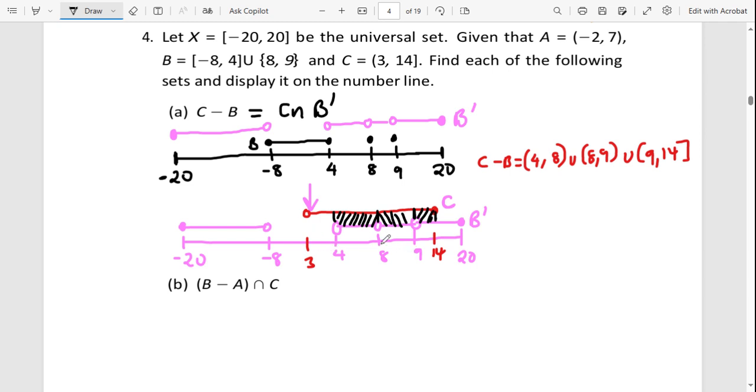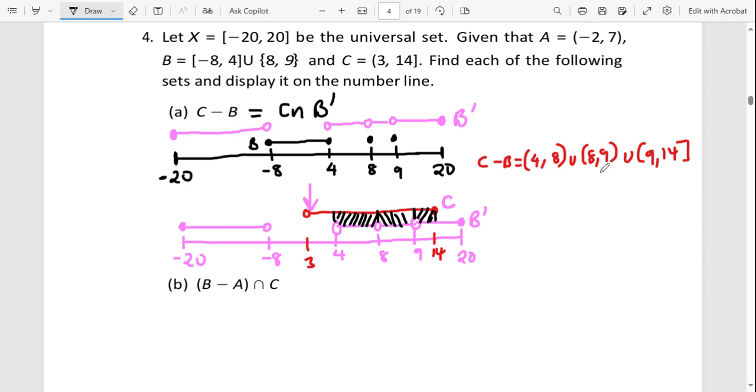But all the way from 4 up to 14, that's part of the intersection. Except that you are pausing on points. So from 4 up to 8, you pause. From 8 to 9, you pause. From 9 to 14, again, that's where you end.